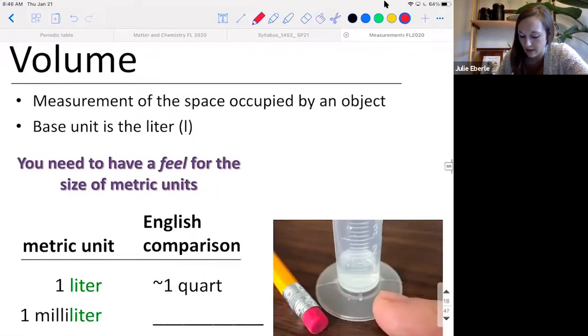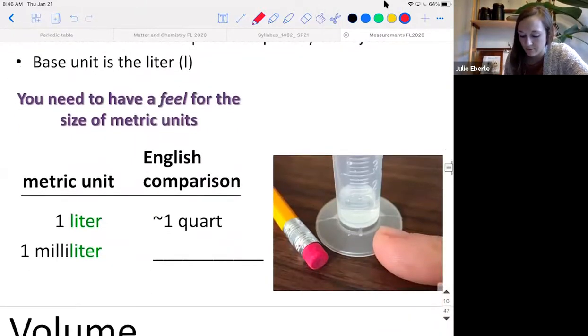All right, if we have a liter, that's a quart. What about a milliliter? By the way, you abbreviate liter with a lowercase l. You abbreviate milliliter with a lowercase m and then a capital L.